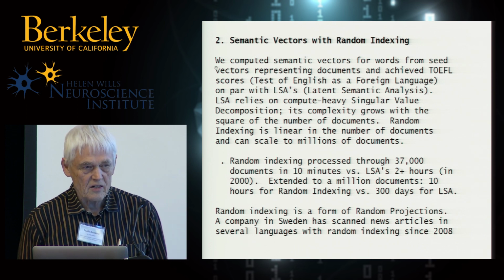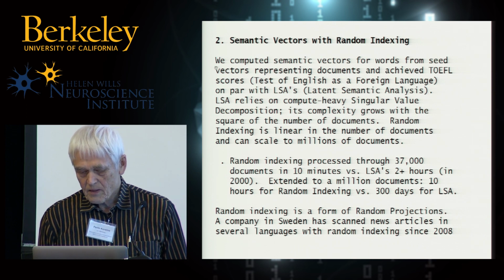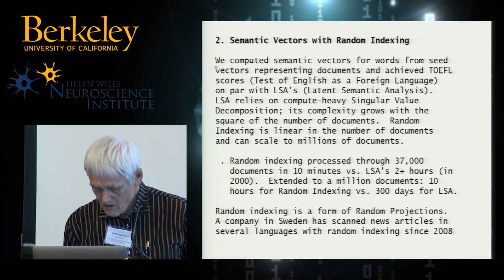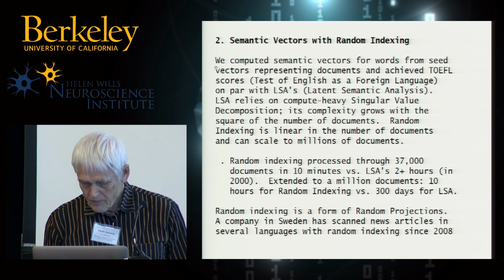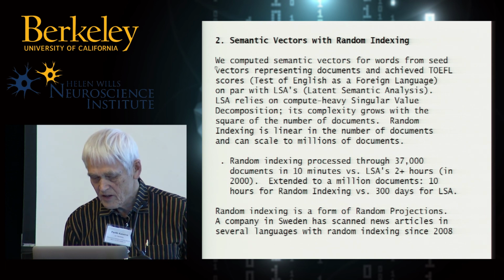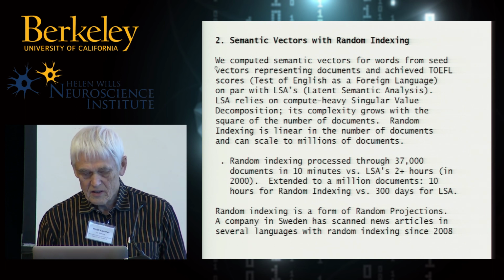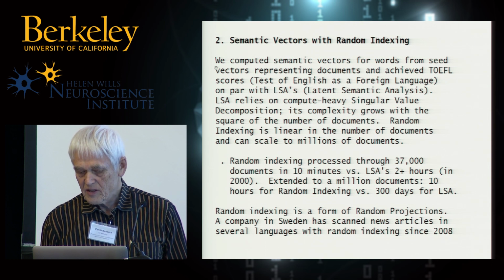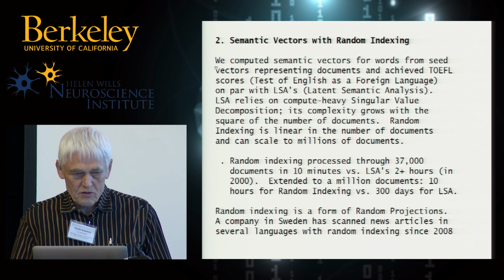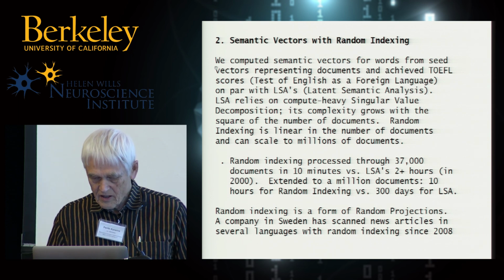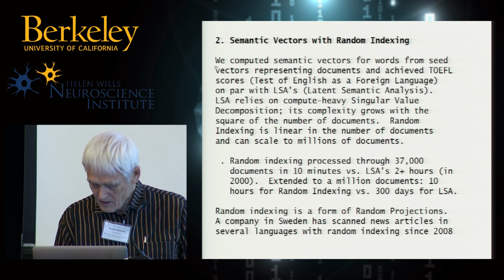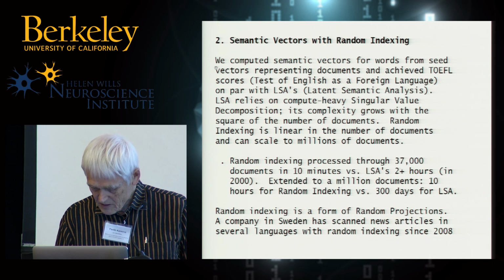This sort of gives an idea of how some of these different algorithms scale and what it means in practice. This random indexing algorithm is a form of random projections, and there's a company in Sweden that has scanned news articles in several languages using random indexing since 2008. So it's actually being used commercially, in the sense that the company mainly does just that as their way of doing business.